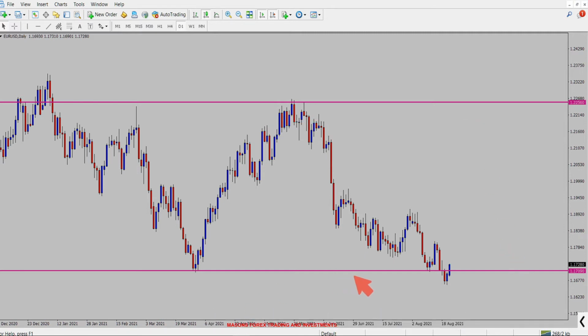At any point of time, should price close below this level, then my bias will change to sell opportunities. So price will tell us in time whether it's moving higher or if it's going to move lower. Let's move on to the next pair.